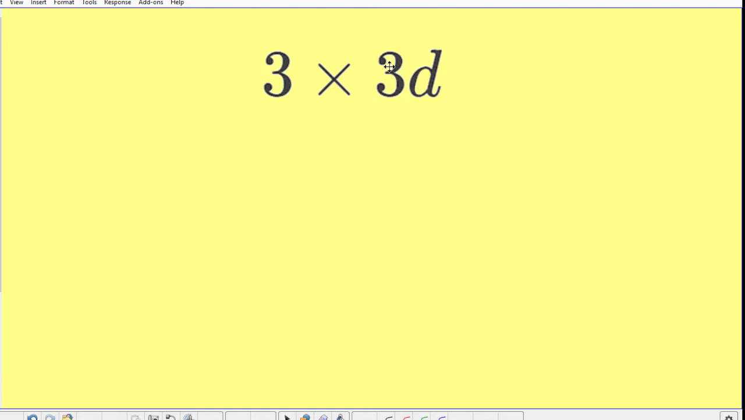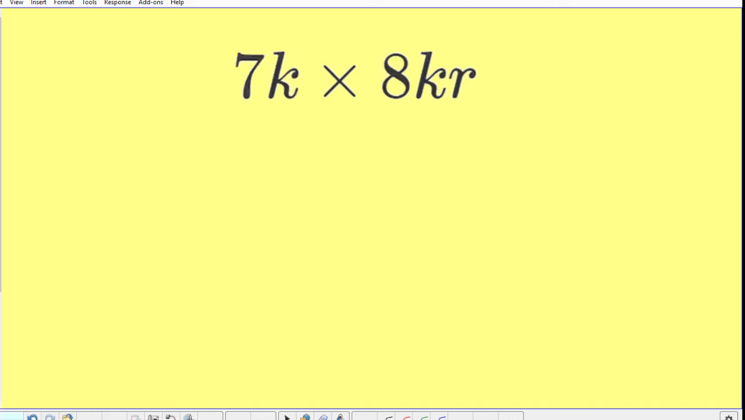Okay, 3 times 3d. We'll just multiply the numbers first, which gives us 9, and we're just going to put d after it. 7k times 8kr. The first thing you want to do is multiply the numbers. So 7 times 8 is 56.